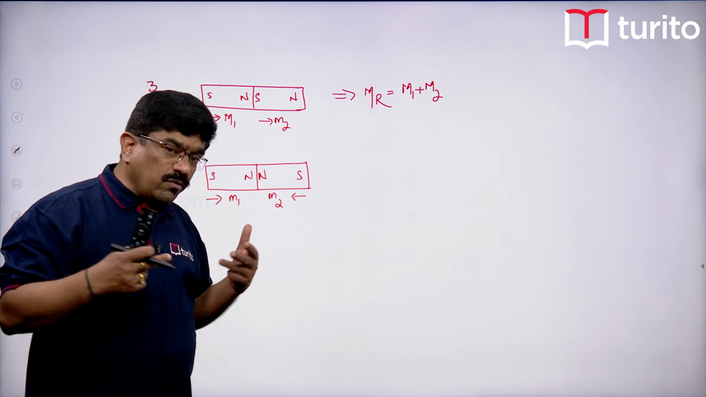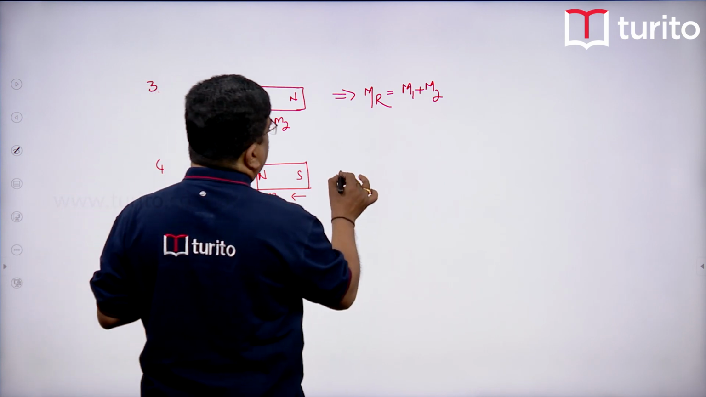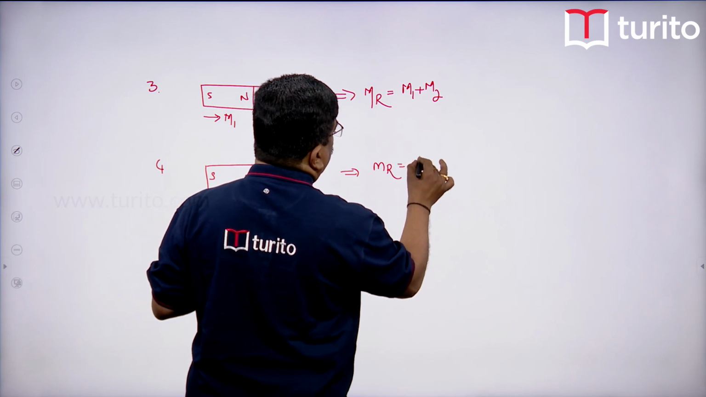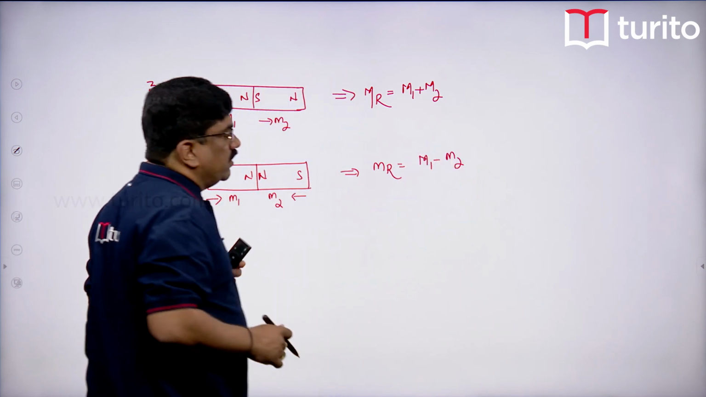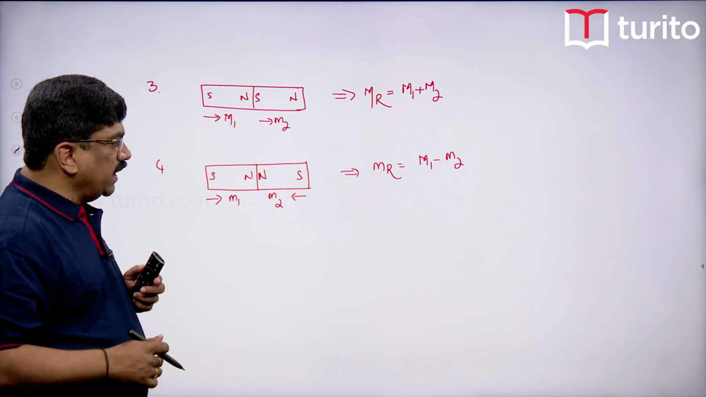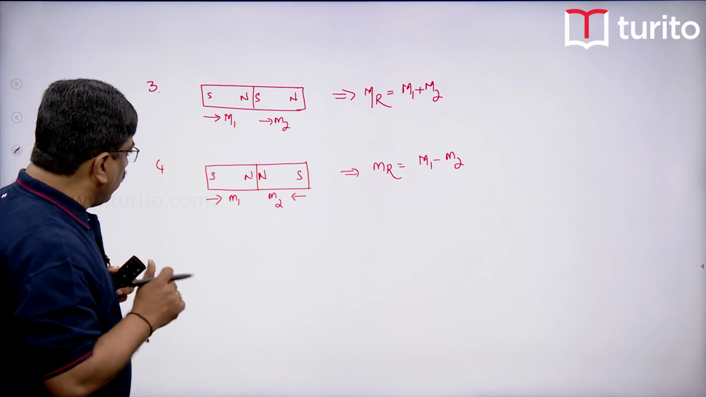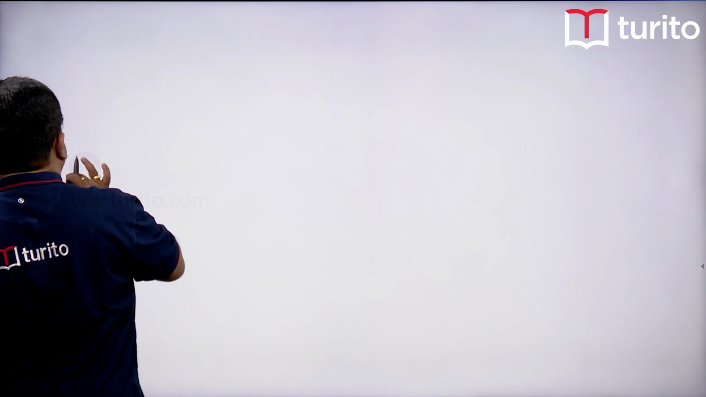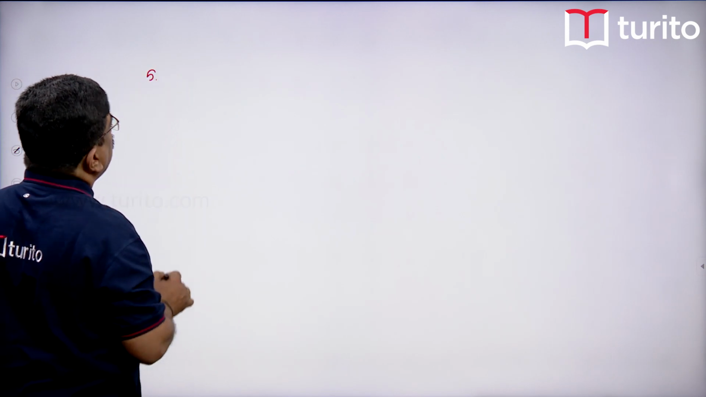When 2 vector quantities are in opposite direction, then the resultant magnetic moment Mr is equal to M1 minus M2, like this. This is how we can find out the resultant magnetic moment. And after that, some more important points. 4 cases completed. Now case number 5, the fifth case.